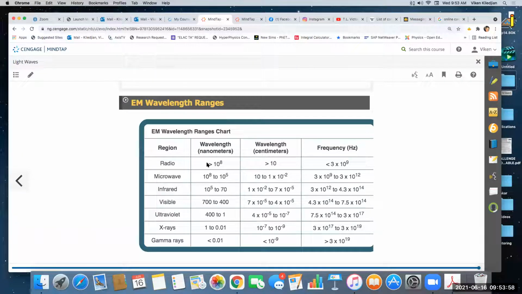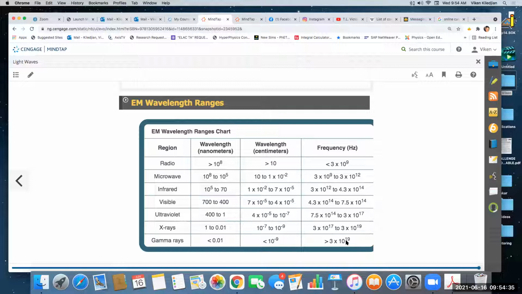But now what's happening to the frequency as you're going down? The opposite is happening to the frequency. The frequency is increasing. So radio waves would have like 3 billion hertz, right? 10 to the 9th is a billion. When you go to microwave, it's going to go from 3 billion to 3 trillion. And then infrared, 3 trillion to 400 trillion. And then it's going to keep increasing. By the time you get to gamma rays, 3 times 10 to the 19 hertz.